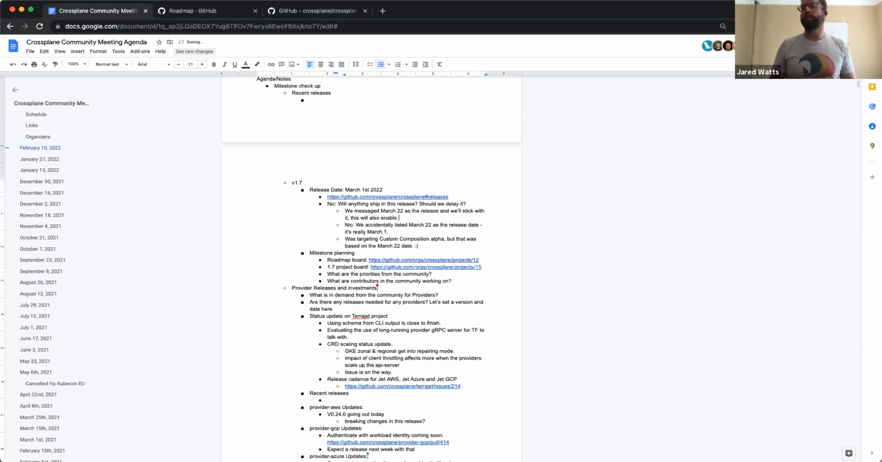Enable early alpha features to be included.